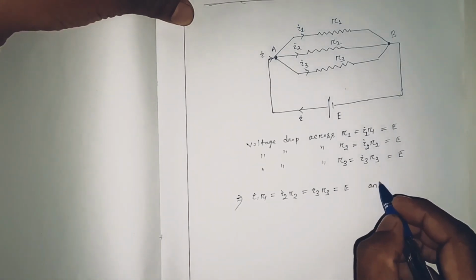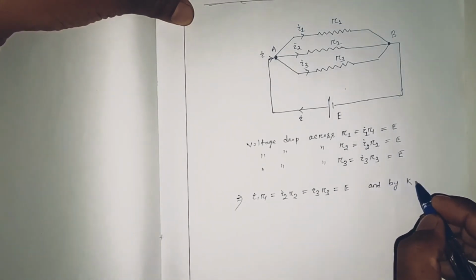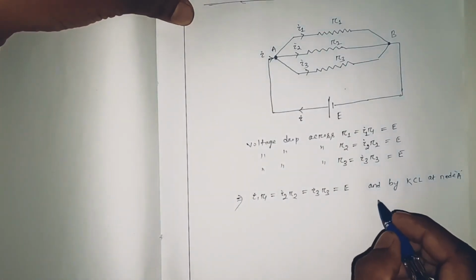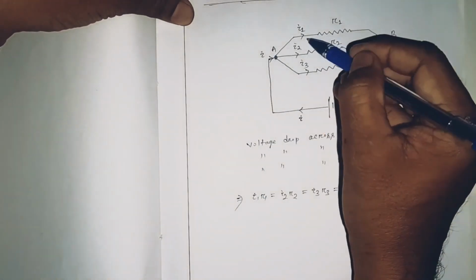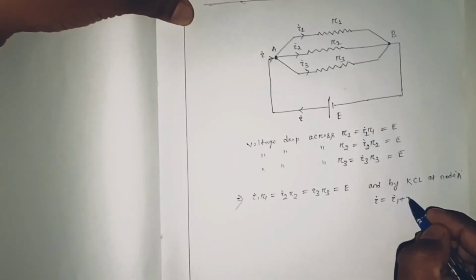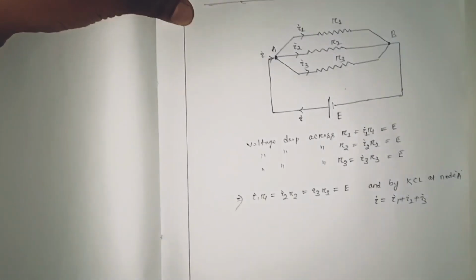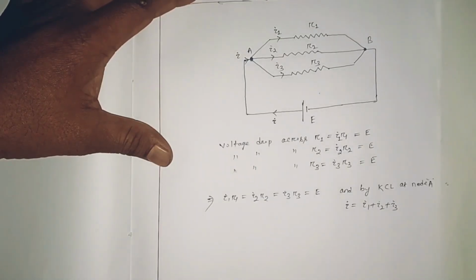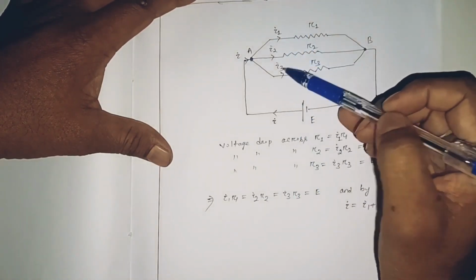And by Kirchhoff's current law, at node A, we find that current I is divided into I1, I2 and I3. So I will be equal to I1 plus I2 plus I3. Now from these two equations, we can find the values of I1, I2 and I3.